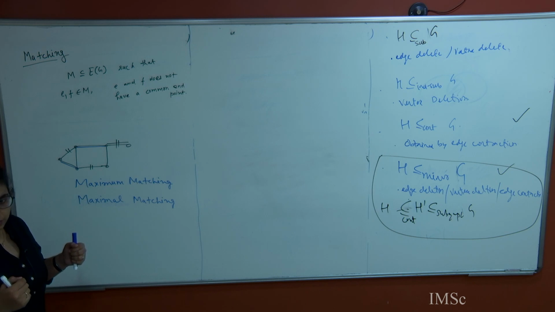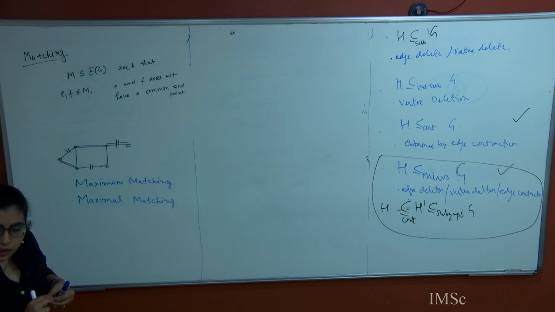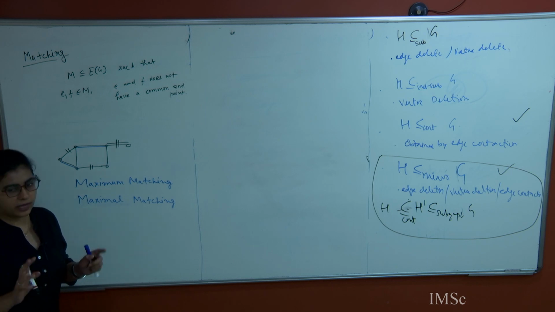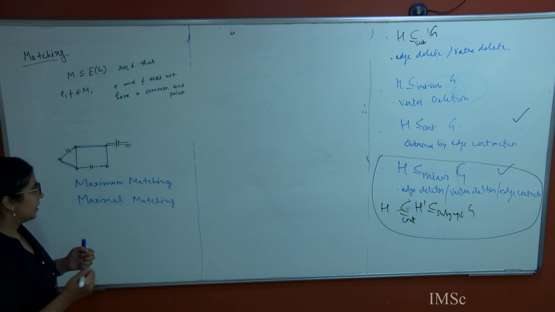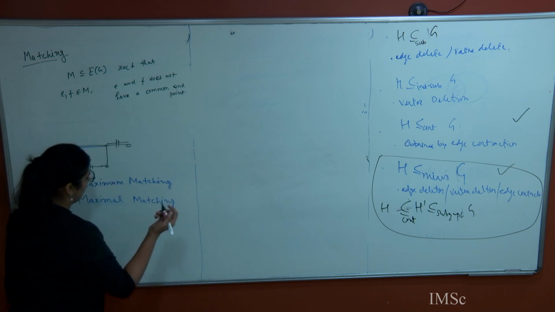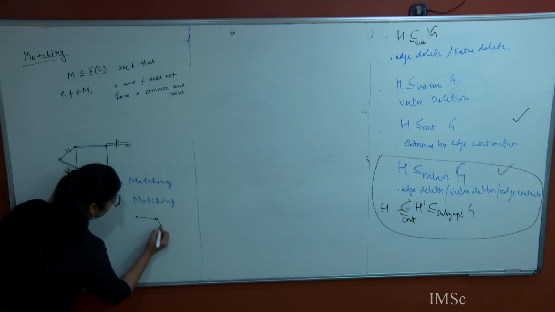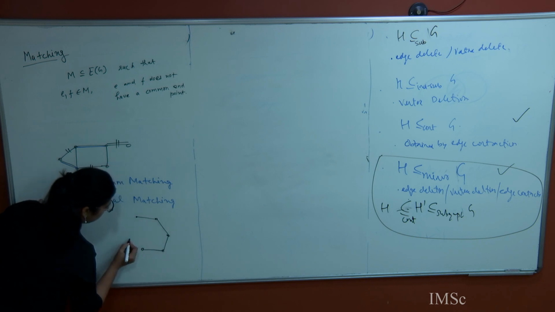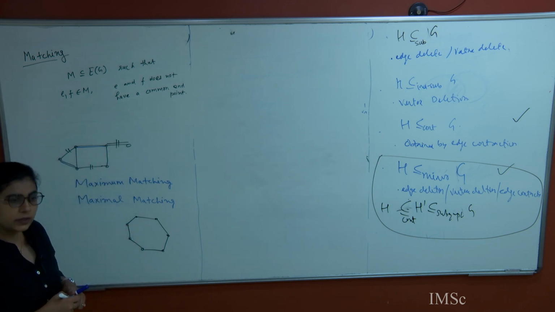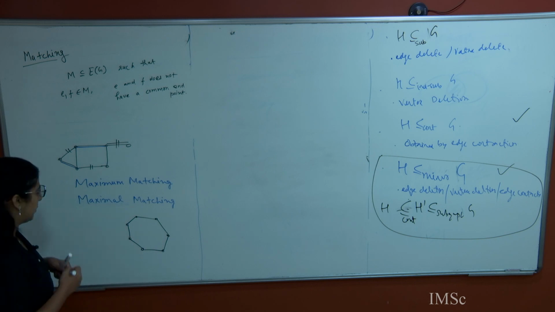Is every maximum matching maximal? Yes. Every maximum matching is maximal, but maximum has the maximum size. Maximal can have a very small size, because, for example, we can think of a cycle. Yes, there can be many.